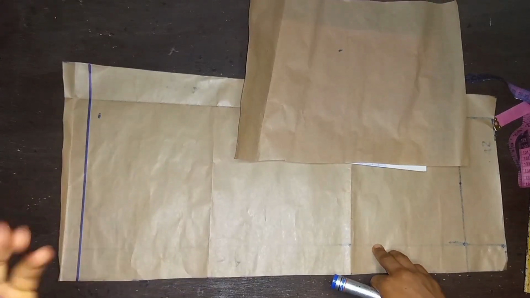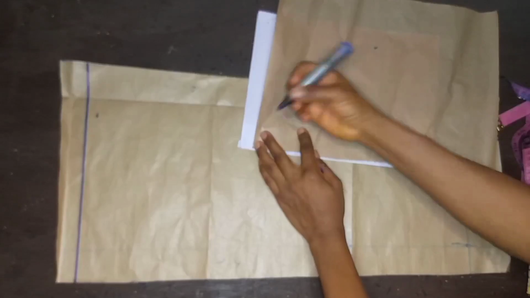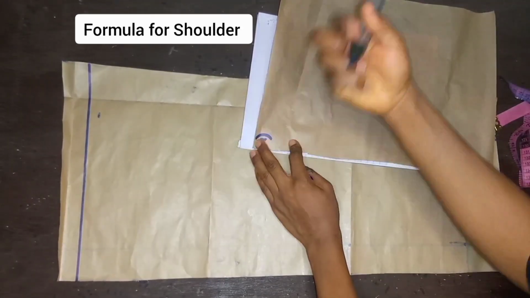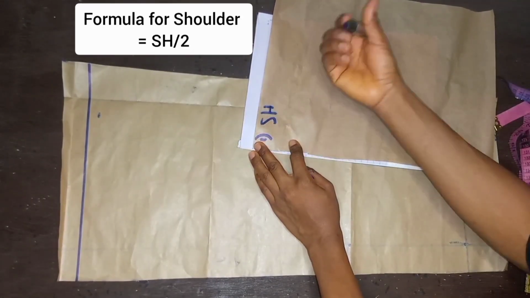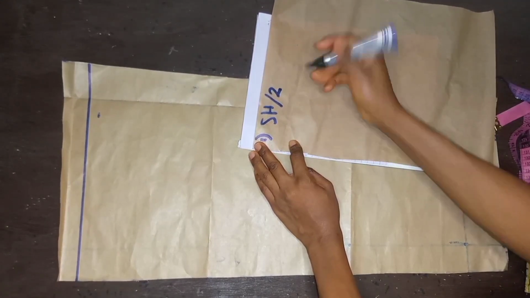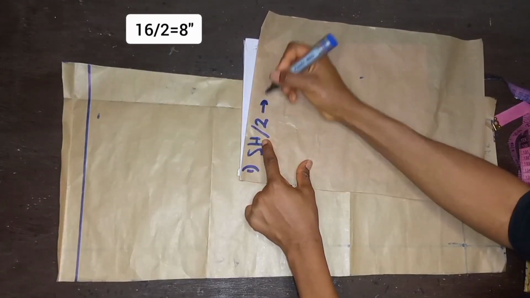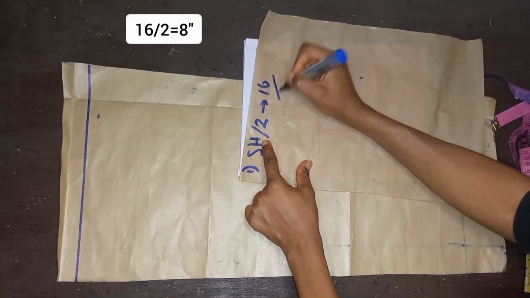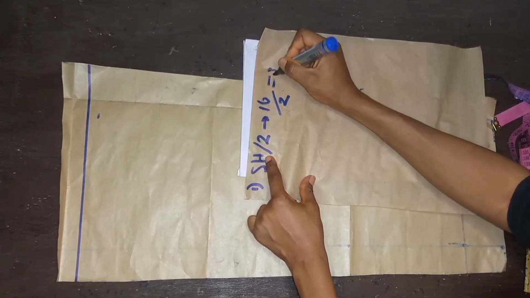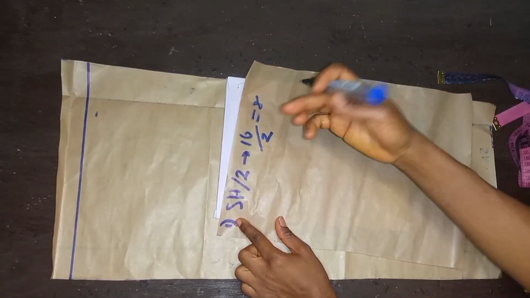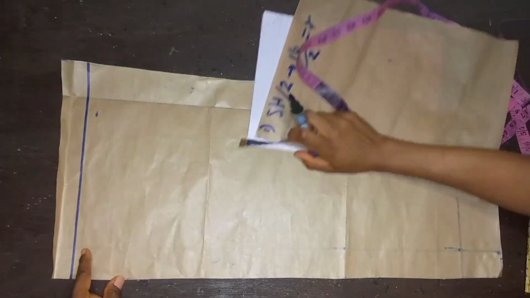I'm going to start with the shoulder. The formula for shoulder measurement is the full shoulder measurement divided by 2. So let's say the shoulder measurement is 16 inches. 16 inches divided by 2 will give me 8 inches. So the value I will use for the shoulder will be 8 inches and not 16 inches.